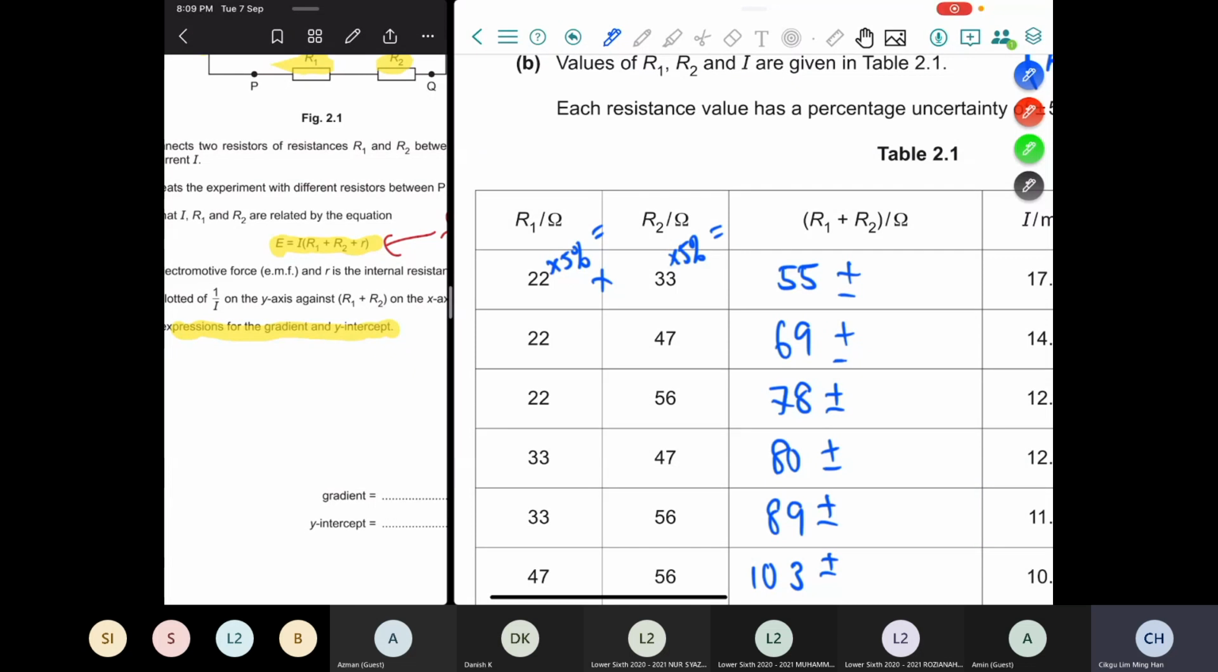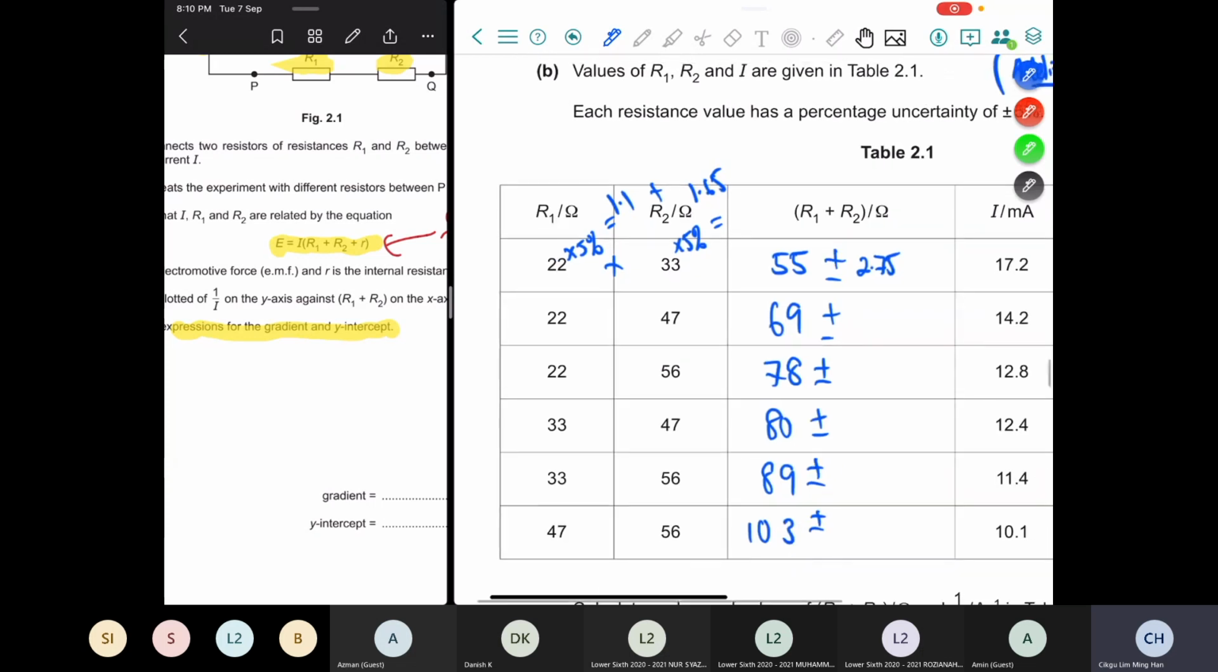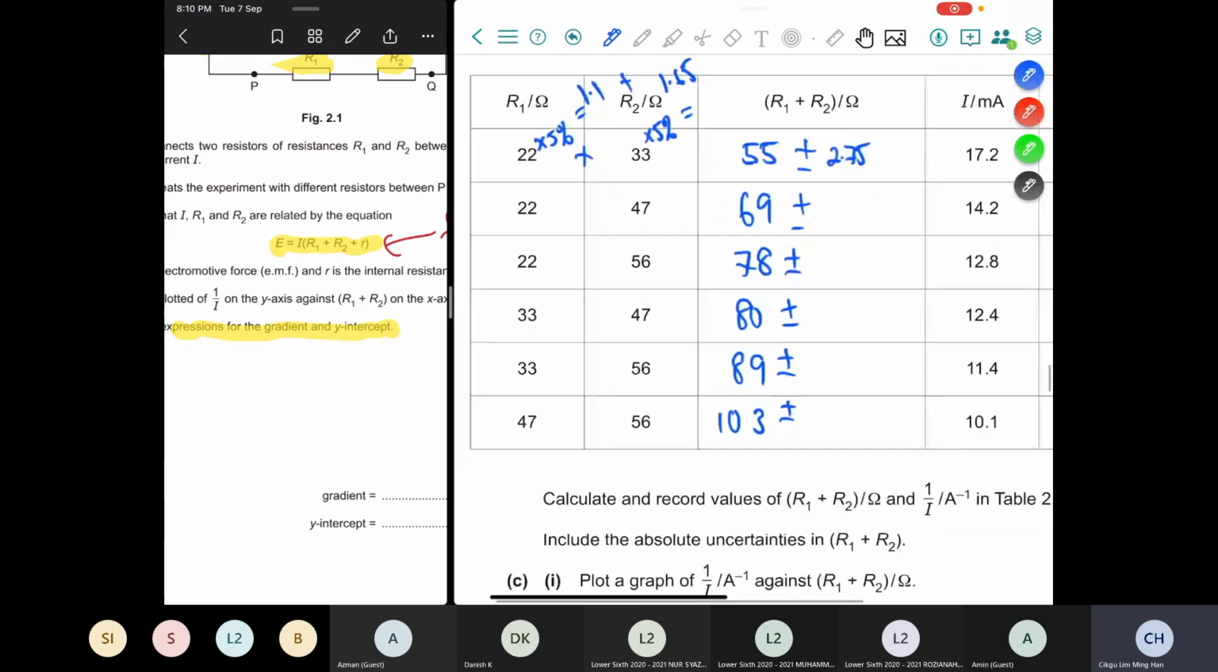If you have a calculator with you, you can do a quick check. 22 times 0.05 is actually 1.1. 33 times 0.05 is actually 1.65. So if you add it up, it will become 2.75. Yeah, 2.75. So what should I leave my uncertainty be?